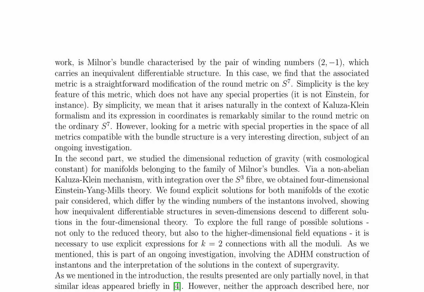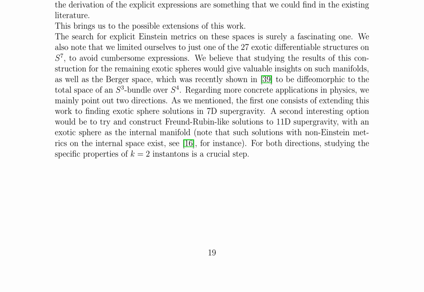The paper also highlights the importance of studying the properties of K equals 2 instantons for further applications in physics, such as extending this work to finding exotic sphere solutions in 7D supergravity or constructing Freund-Rubin-like solutions to 11D supergravity. The authors emphasize the simplicity of the metrics derived and their natural occurrence in the context of Kaluza-Klein formalism.